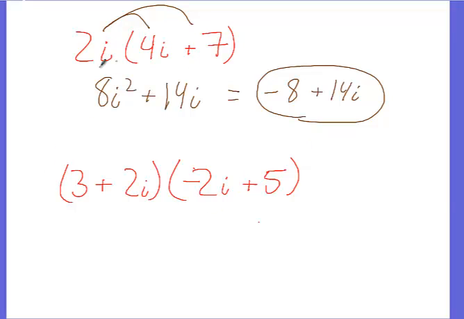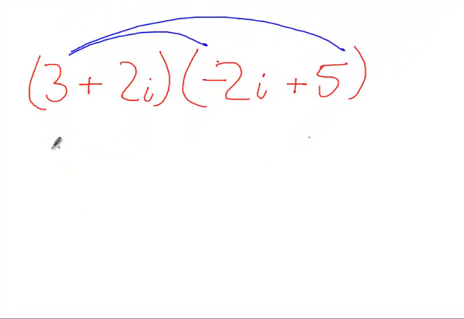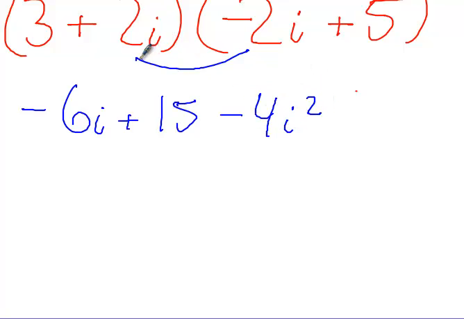All right, again, the rules of multiplication aren't changing. It's just they're getting a little different, because when you multiply i's together, it becomes i squared, but i squared becomes -1, and it kind of just changes some stuff. So if you looked at this problem, we must FOIL. So it's 3 times -2i, 3 times 5, gives us -6i plus 15. Then 2i times -2i is -4i squared. 2i times 5 is plus 10i.